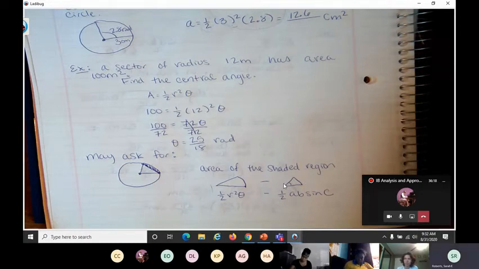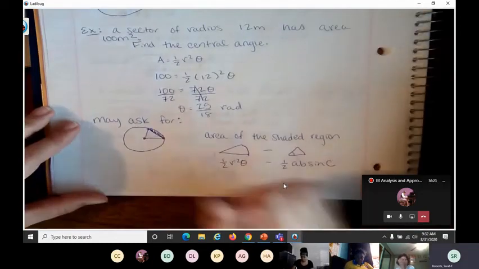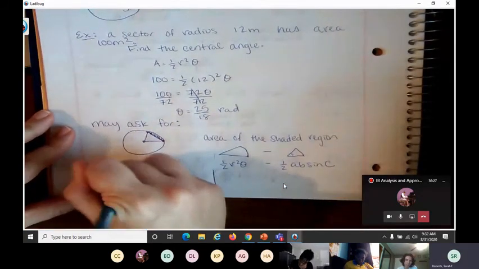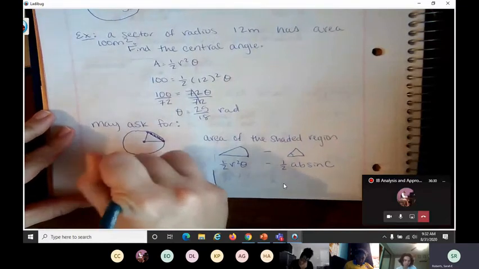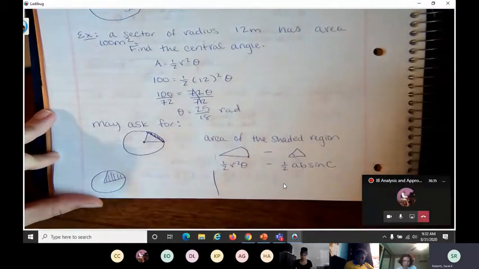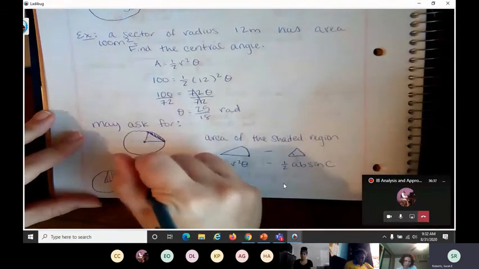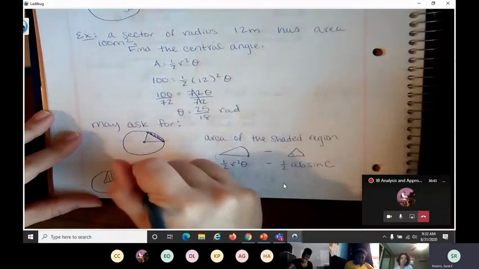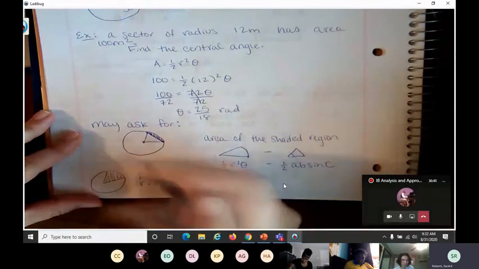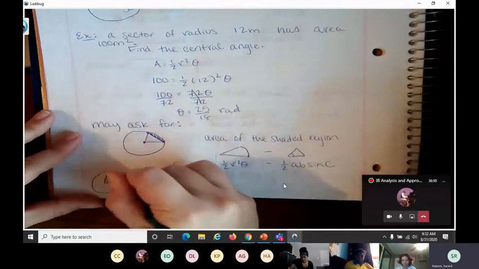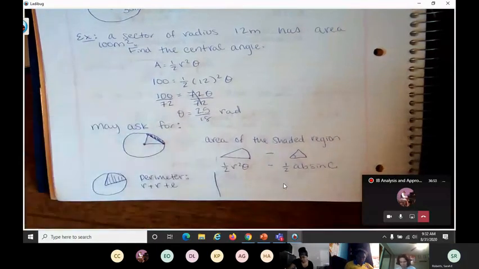Okay, and then there are two more things that IB might ask for. One of them would be, if I have this circle here and I have this whole sector, pretend like that vertex is in the center of the circle, it may ask for the perimeter. And that would just be R, the radius, plus another R, so R plus R plus L, which is our arc length. What questions do you have about that?